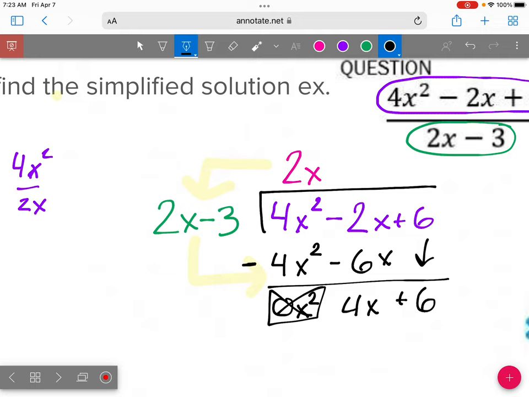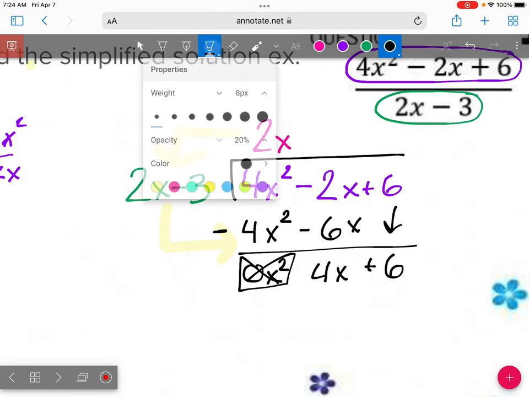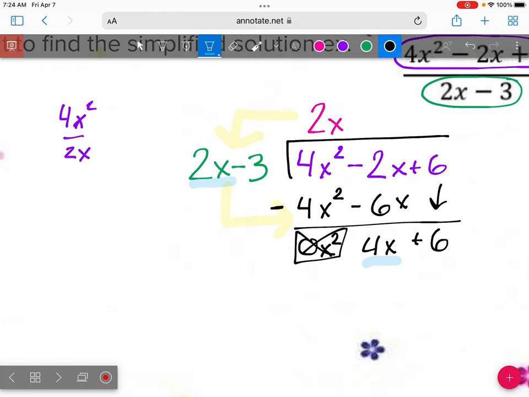Questions on the first round of that, because we're not done yet. Then we do the same process, taking our first term here and our first term here, and we're going to divide those. 4x divided by 2x. Or how many times does 2x go into 4x? What does this simplify down to? 2. It's like the x's cancel out. So we're left with just the 2. We have a positive 2.